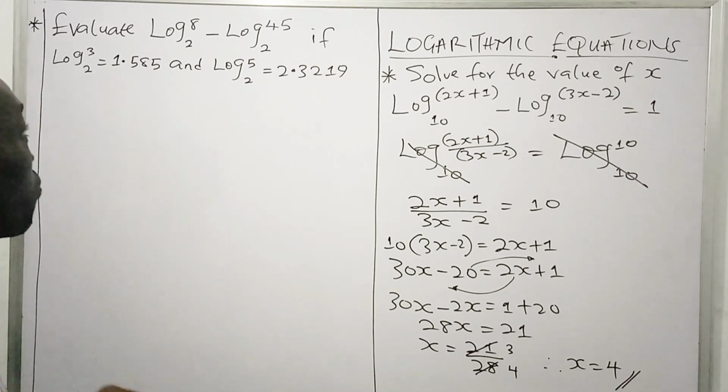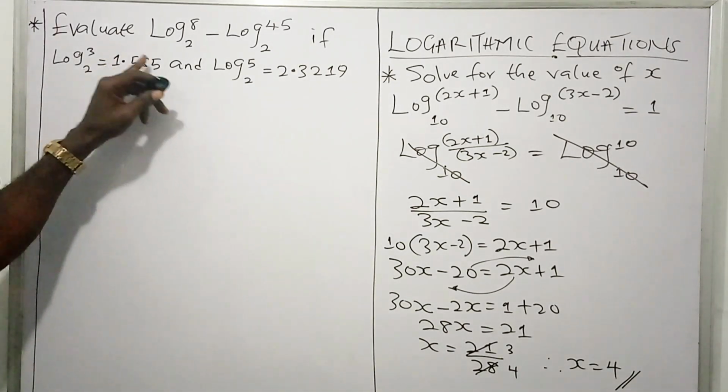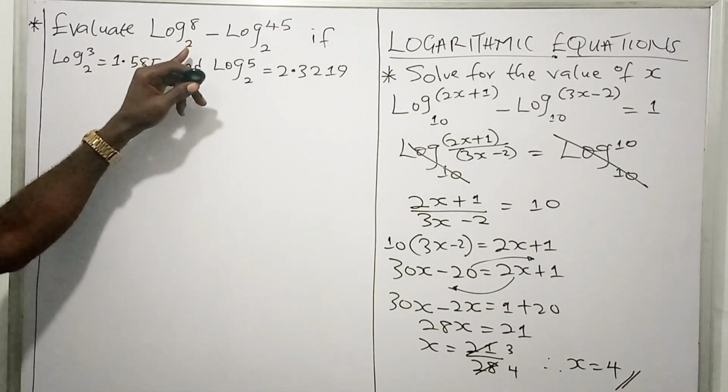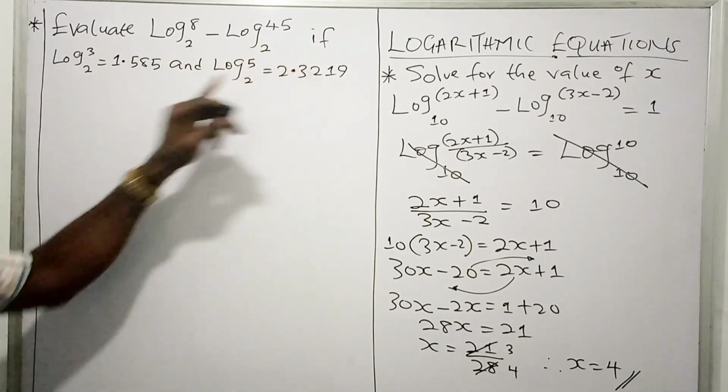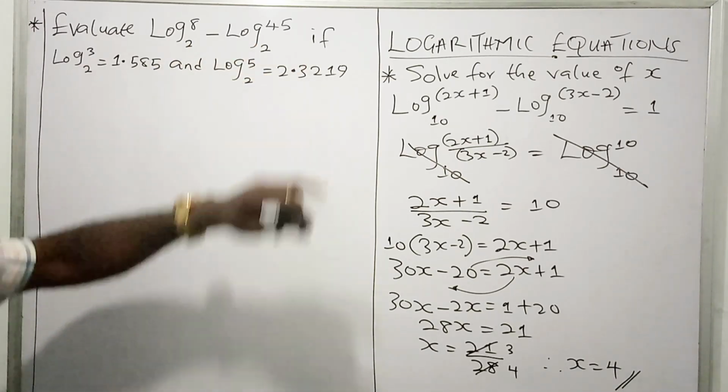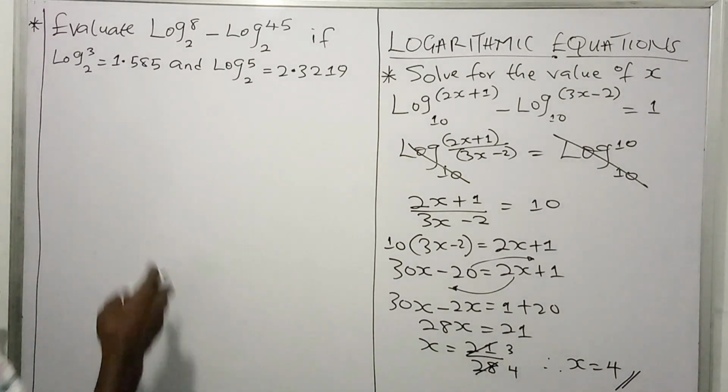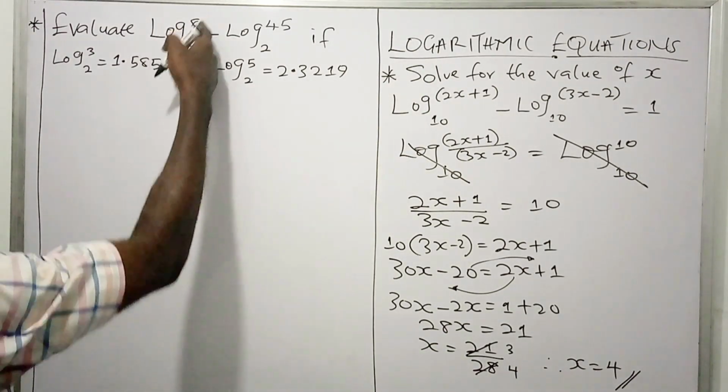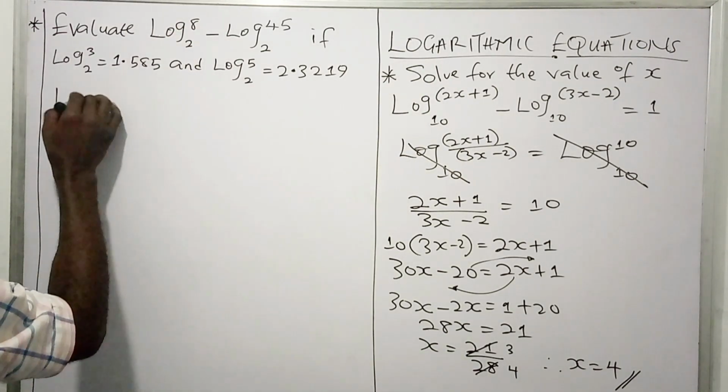So let's proceed to the second question. Here they said we should evaluate log 8 base 2 minus log 45 base 2, given the values of log 3 base 2 and log 5 base 2. Now what we have to do here is this. Log 8 to base 2 can be written as what?